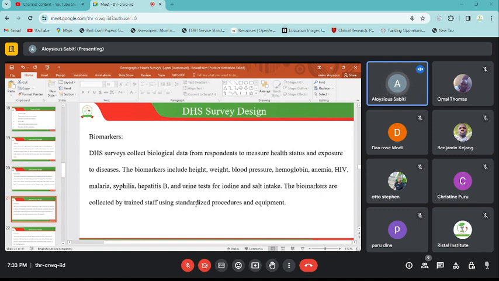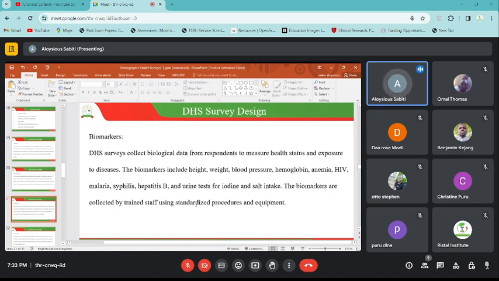Biomarkers, these are biological aspects in research that have got to be measured using what we call biological means. The demographic health survey collects biological data from respondents to measure their health status and exposure to disease. So biomarkers are actually indicators or measures that are used to understand population health status, but also how they are exposed to disease, the level of exposure, how susceptible the population is to disease.